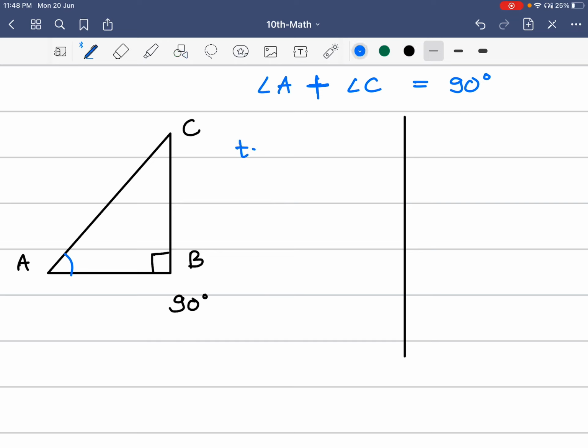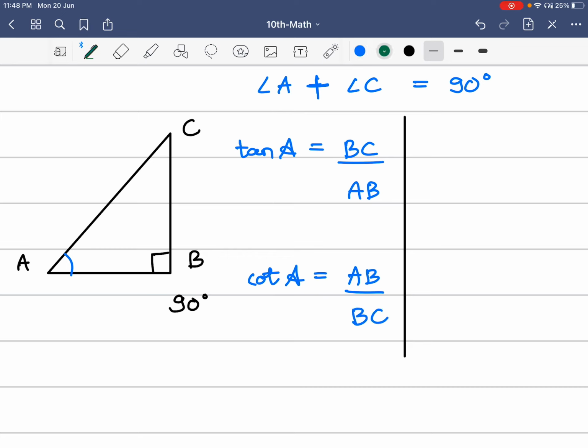Okay, so tan of A is equal to, by definition, opposite side divided by adjacent side. So opposite side BC divided by adjacent side AB. And what is cot of A? Cot of A is equal to adjacent side over opposite side. So it's basically the reciprocal of tan A. Cot A is the reciprocal of tan A. That is equal to AB by BC.